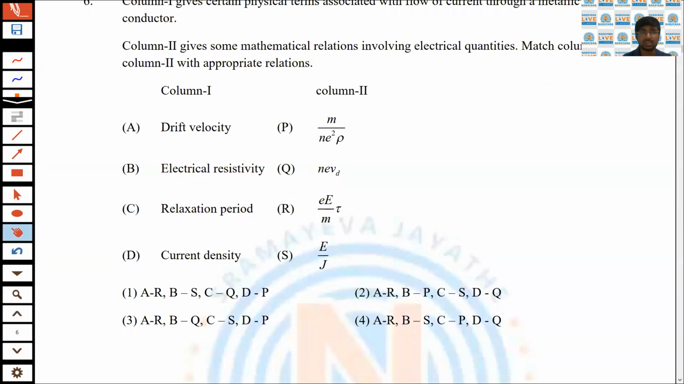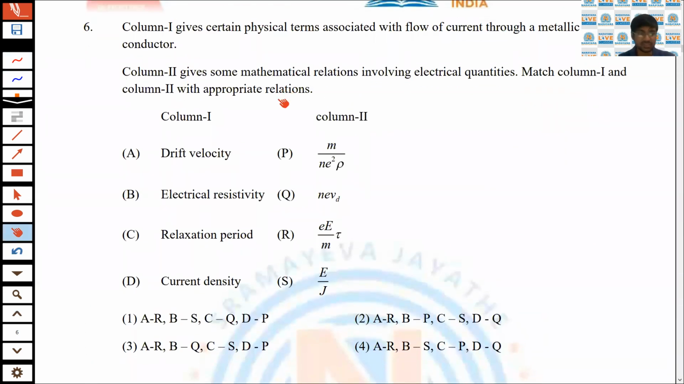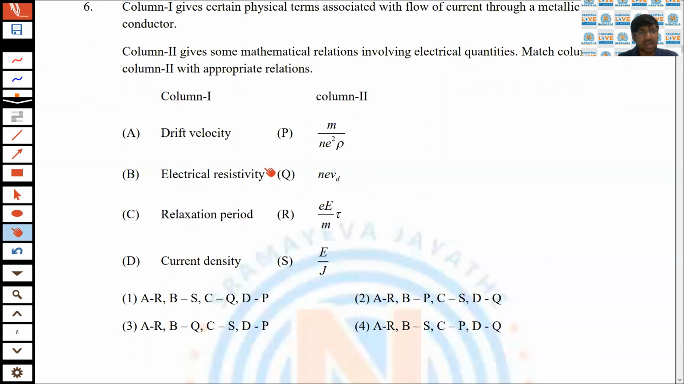So let's come to the sixth question. Column 1 gives certain physical quantities associated with flow of current through a metallic conductor. Column 2 gives some mathematical relations involving electrical quantities. Match column 1 against column 2 with appropriate relations. So this is a fairly simple question. The value of drift velocity is well known and it's given in the NCERT as eE by m times tau.